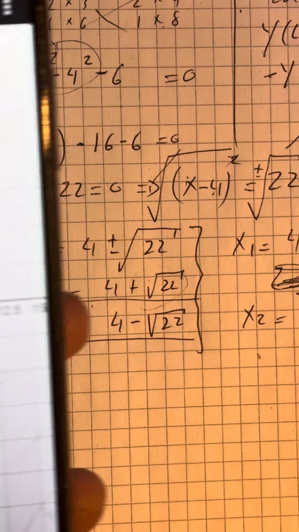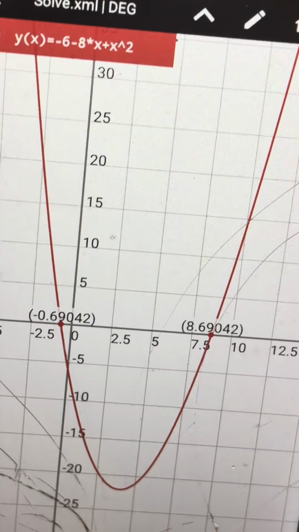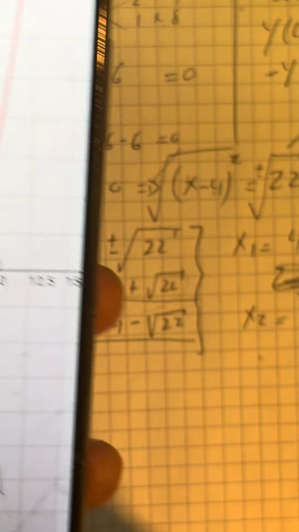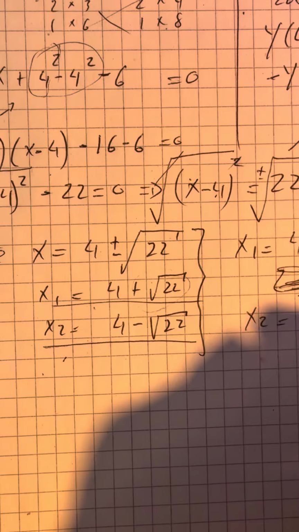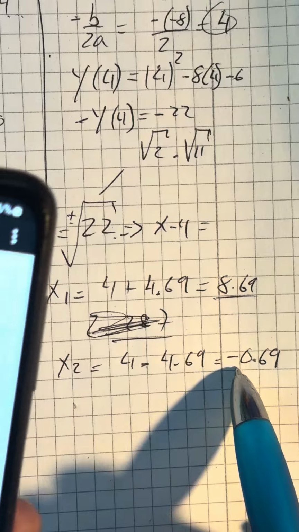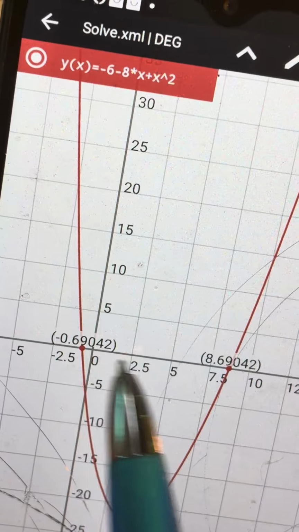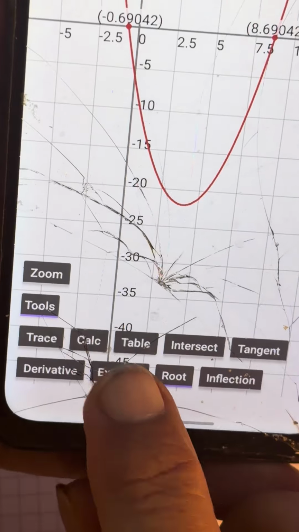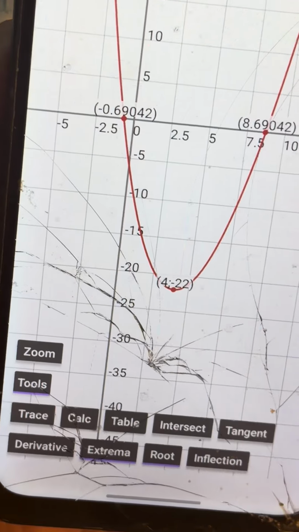And you can see that if we tell the calculator to show us the roots, those are what the roots are, with fractional numbers, which I have here: 8.69 and minus 0.69, and that's what is here and there. And this point here, we can hit the extrema, and you can see that it's 4, minus 22.